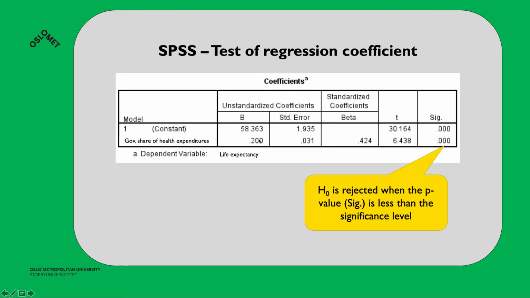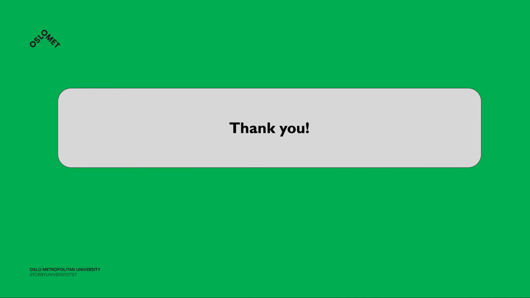So we can be pretty sure that this is in fact the case, that for a 1% increase in the government's share of health expenditures, life expectancy increases by 0.2 years. We can be pretty sure of that. So we also do hypothesis testing when doing regression analysis. So that was the e-lecture on hypothesis testing and regression analysis. Thank you so much.